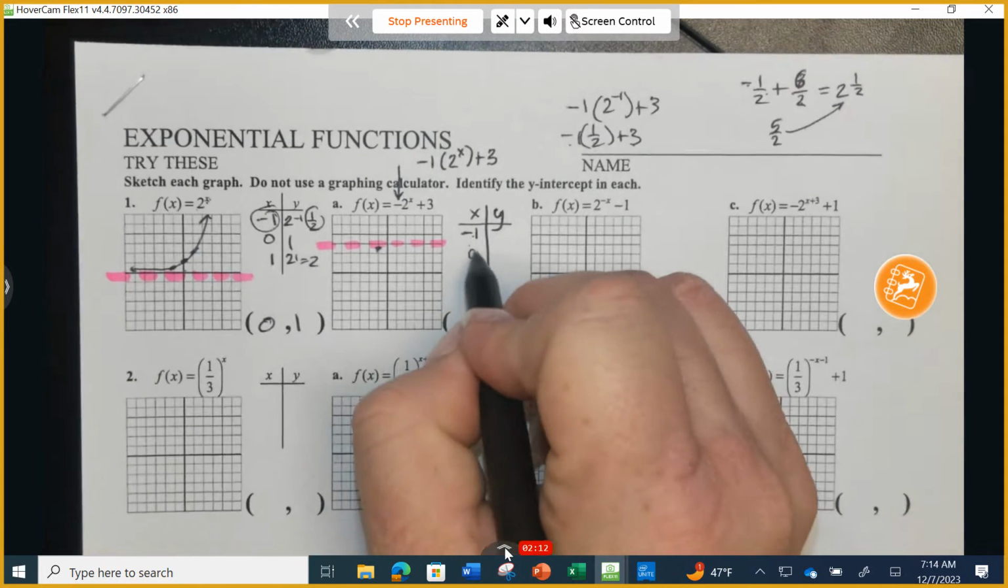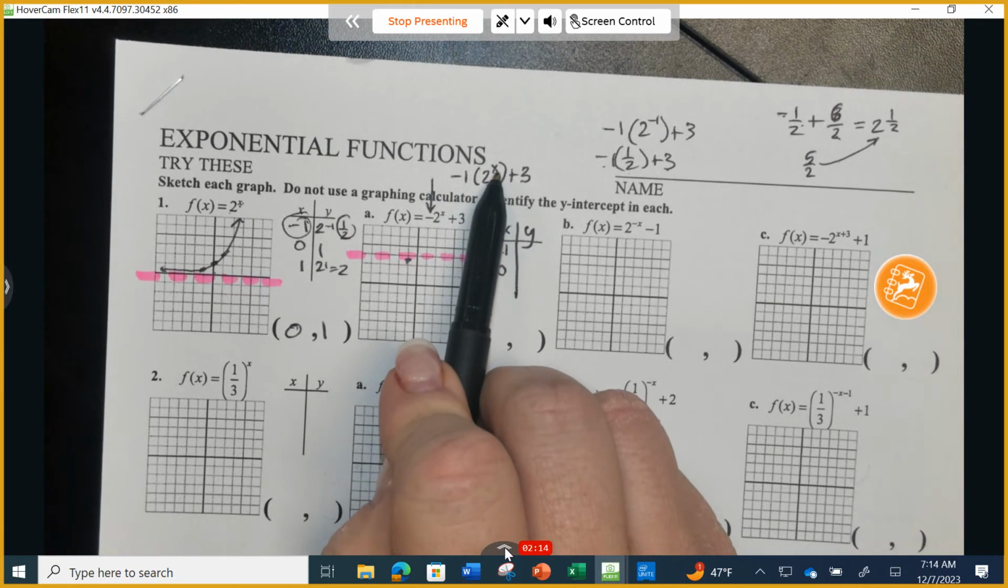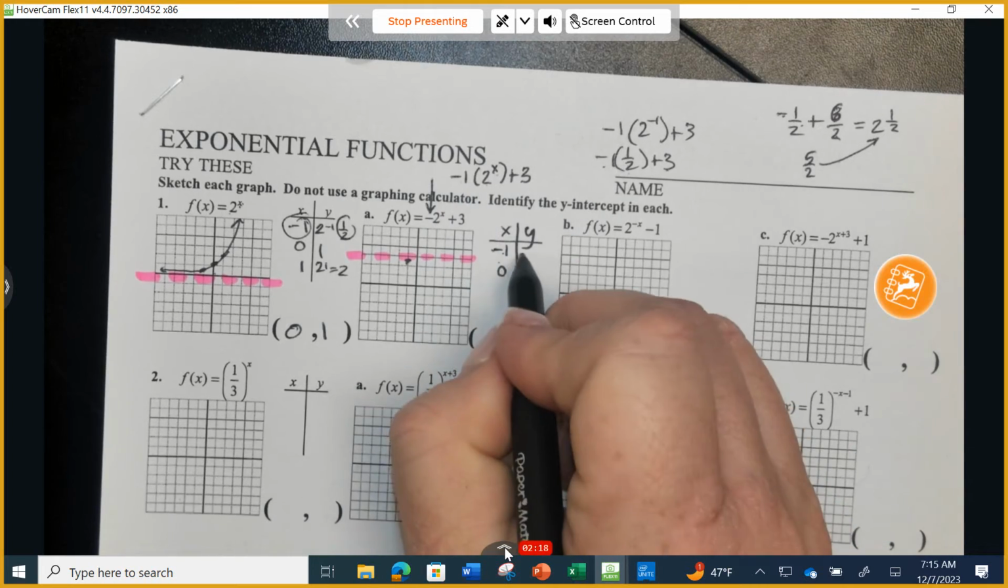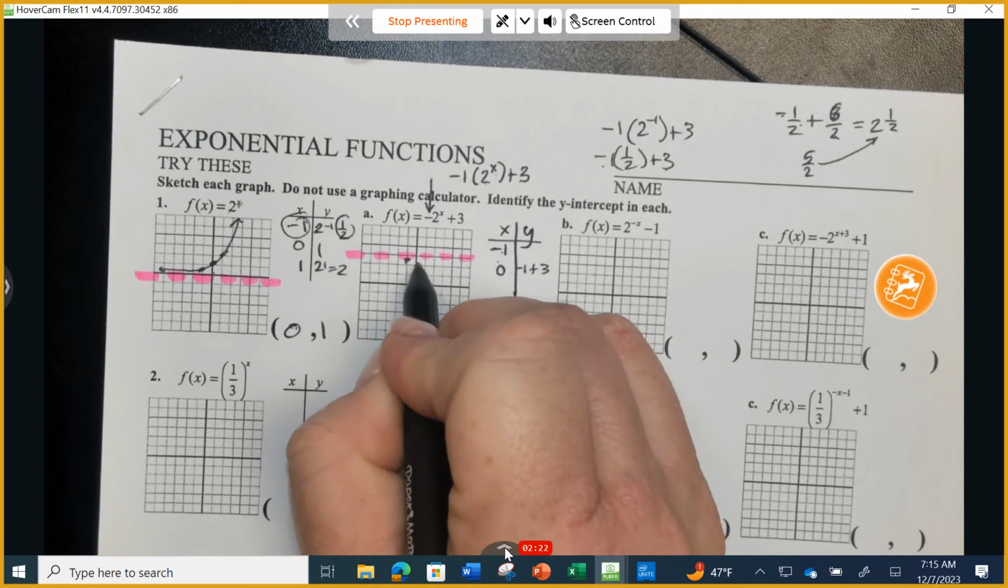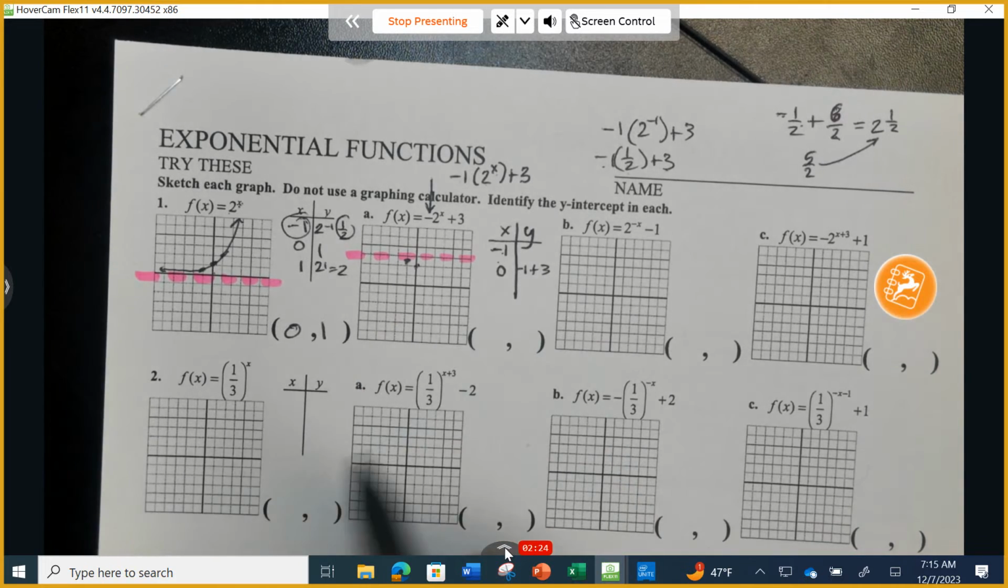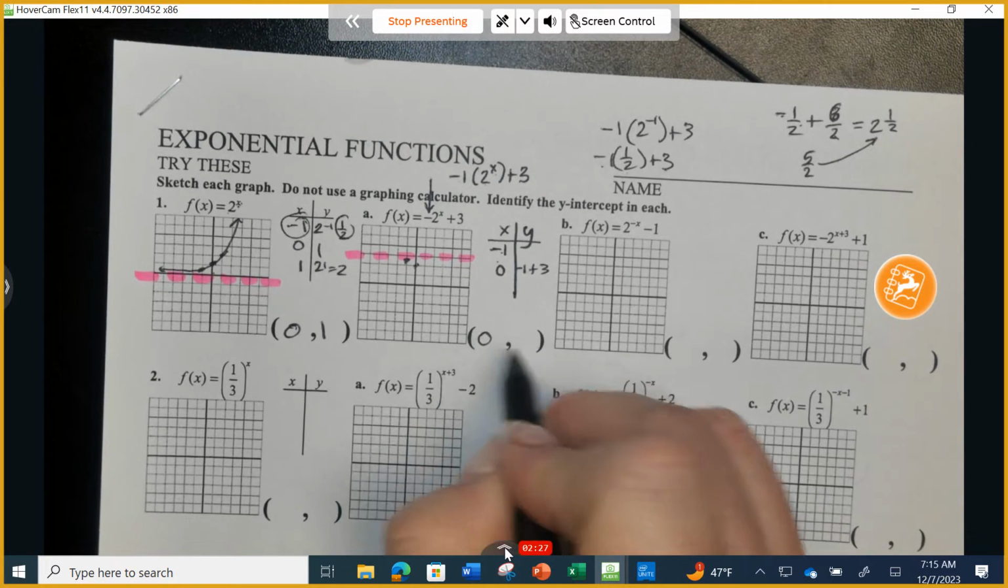Now let's plug in 0. Anything to the 0 power is 1. 1 times -1 is -1. And -1 plus 3 gives us 2. I'm already getting the general idea of what this looks like. I'm going to come down here, by the way, and plug in 0, 2.